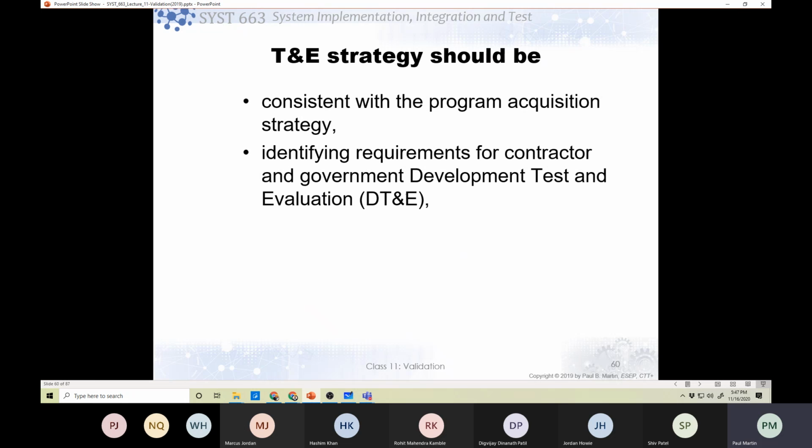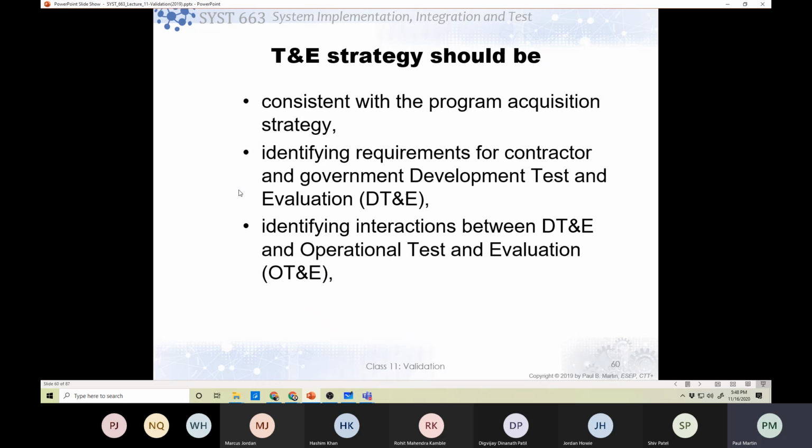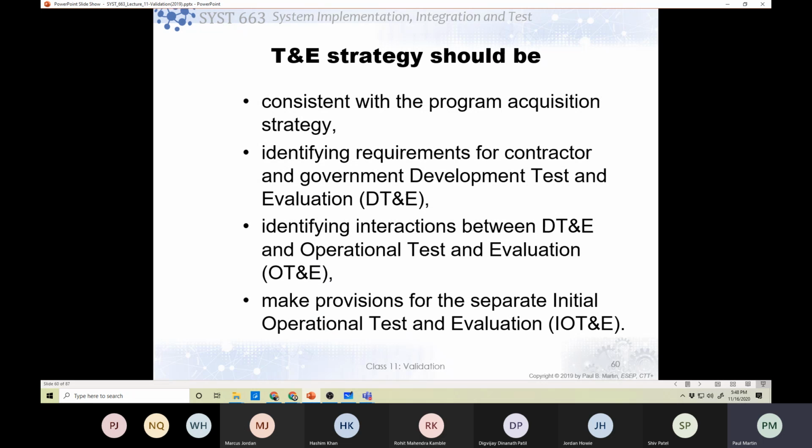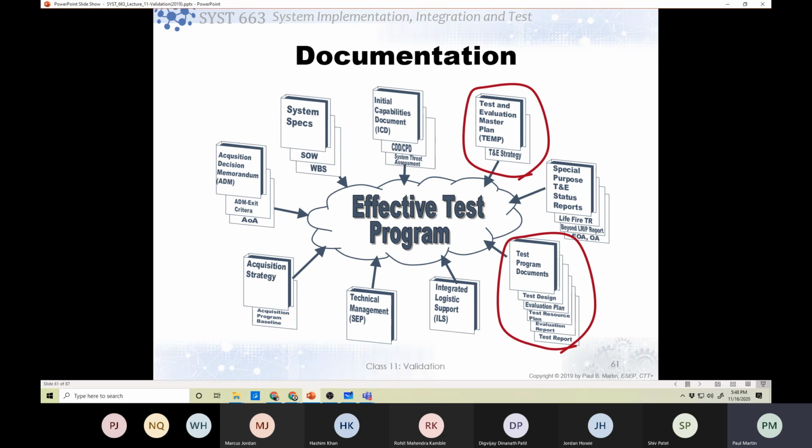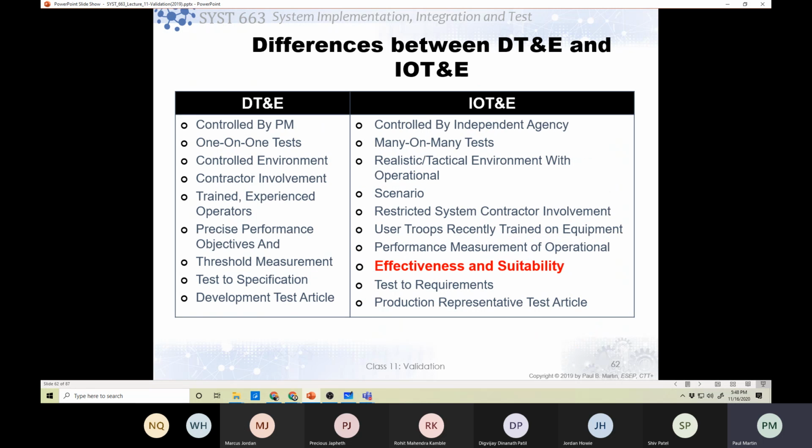You need to make sure that whatever your test and evaluation strategy is for DoD, it's well within the acquisition strategy. In other words, there's cost for the contractor to do their developmental T&E, and there's a cost for the operational T&E when you get your operational force involved. I mean, your independent test authority. And of course, make sure you have an initial operational test and evaluation if needed. But as you can see by all the documentation, be it system specs, your capability documents, your acquisition strategies, and your management approach, you still have this test and evaluation documentation that's fairly important. And they have to be written in context with all the other documents.